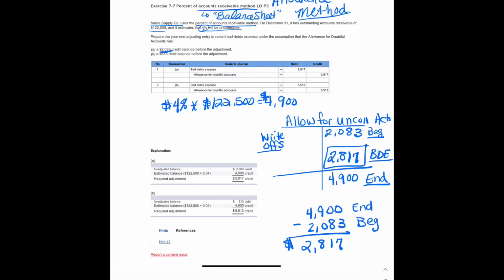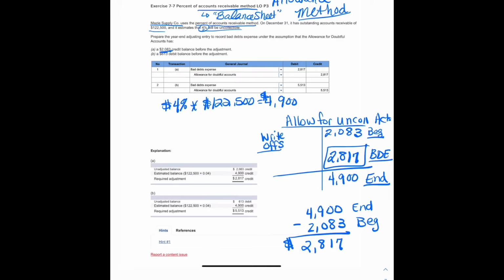And the journal entry is exactly what we saw earlier, where we debit bad debt expense, which because it's an expense is increasing, and we credit allowance for doubtful accounts, which because it's a contra asset being credited, is also increasing. So that handles the first question.